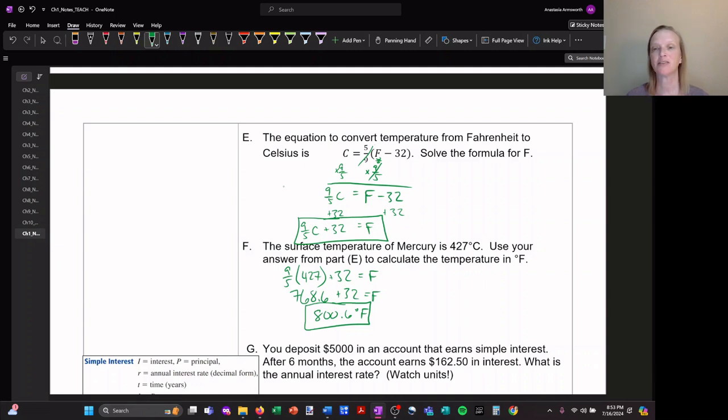Again, if this was a series of test questions, you could still plug in this value for Celsius here and then use reverse PEMDAS order to solve the equation.